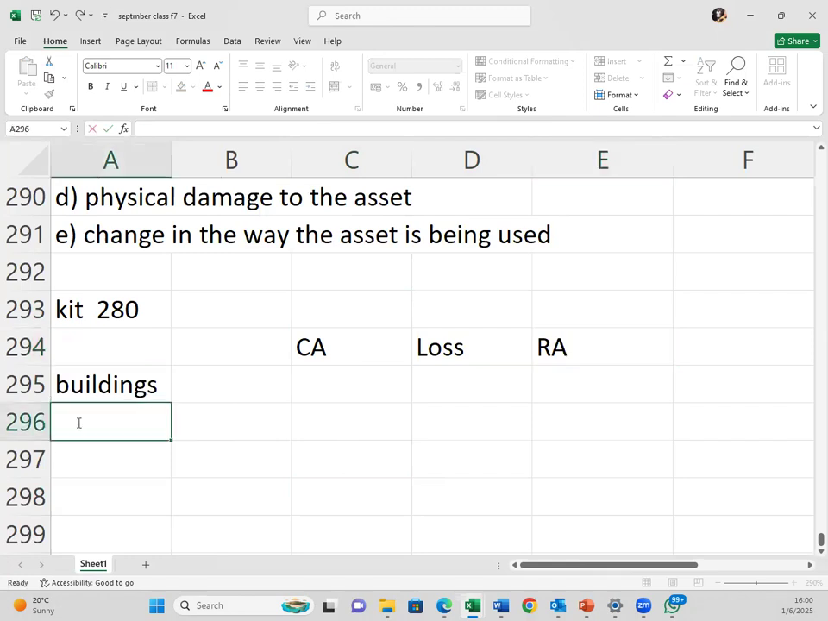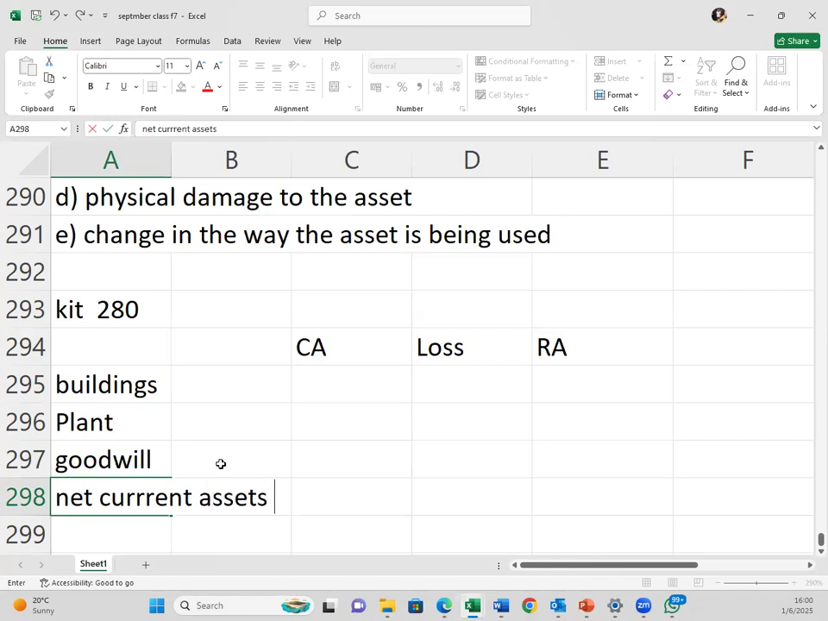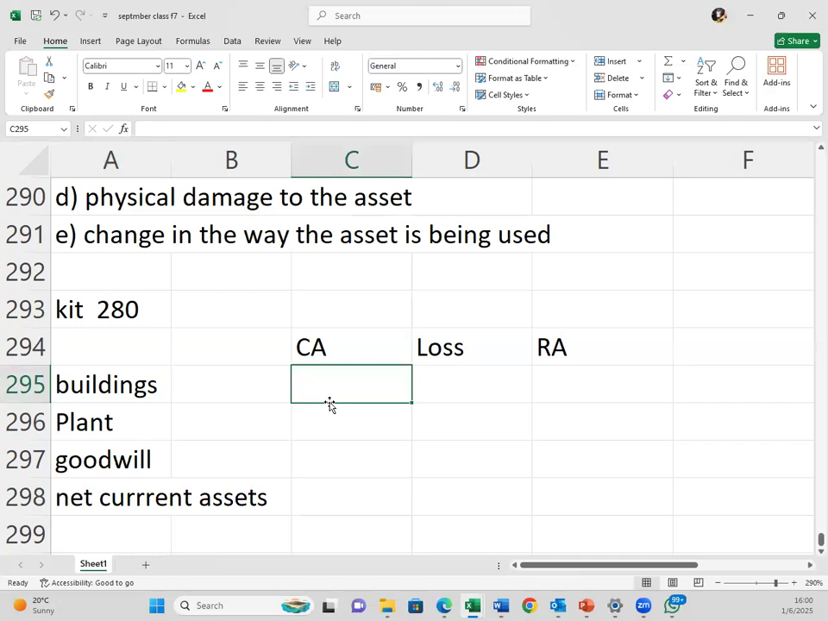So the buildings, then besides the buildings, we had the plant and equipment. Then besides the plant and equipment, we have goodwill. Besides the goodwill, we have the net current assets. So we start with the carrying amounts that we are given.